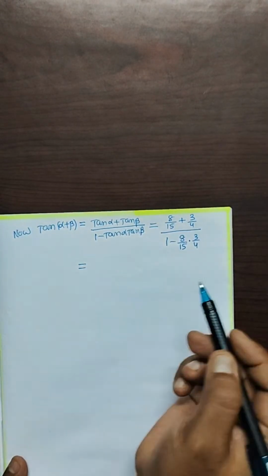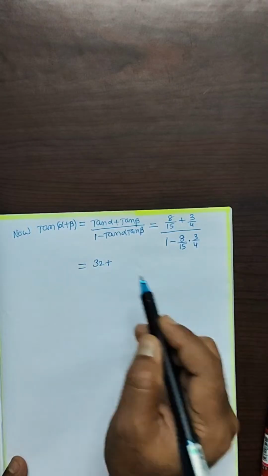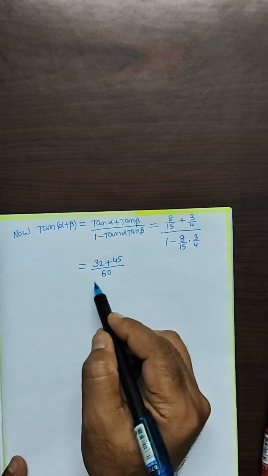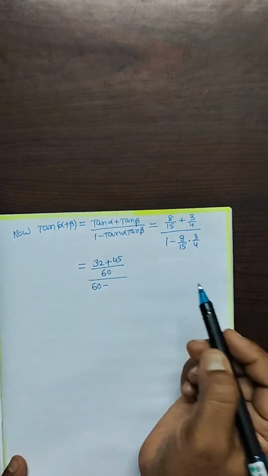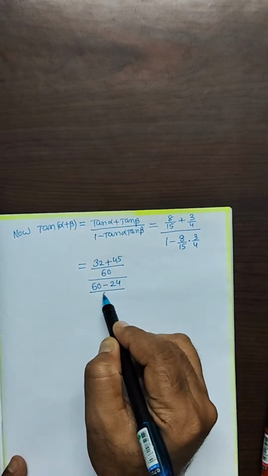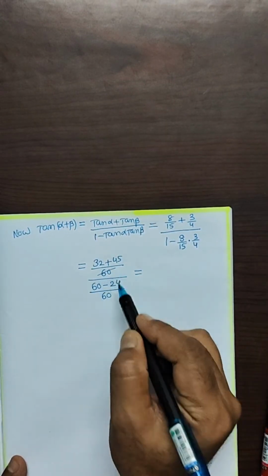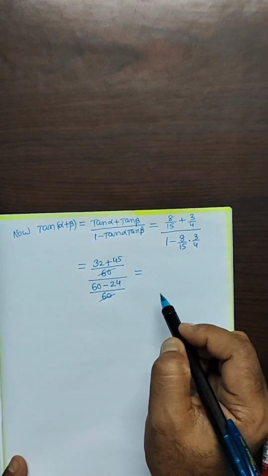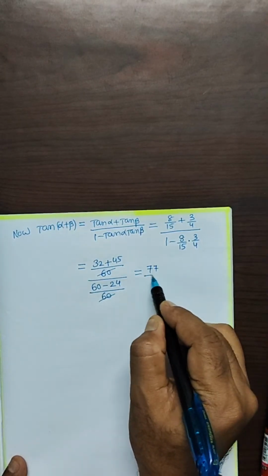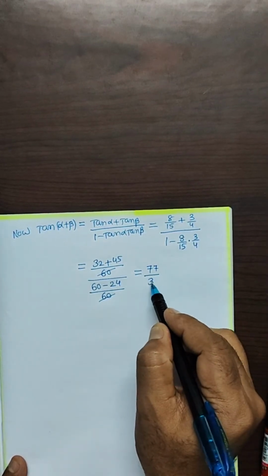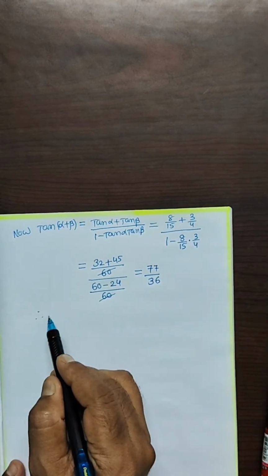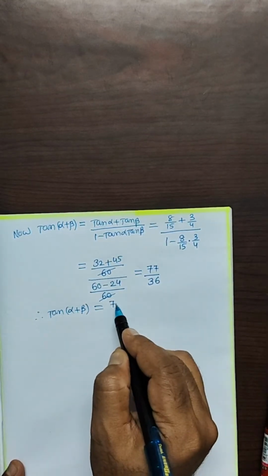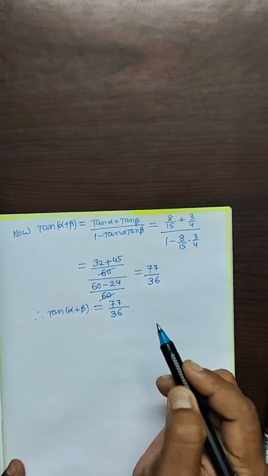So now simplification. 32 plus 45 divided by 60, whole divided by 60 minus 24 divided by 60. So 60 get cancelled. 32 plus 45 is 77. 60 minus 24 is 36. Therefore, tan of alpha plus beta is equal to 77 by 36.